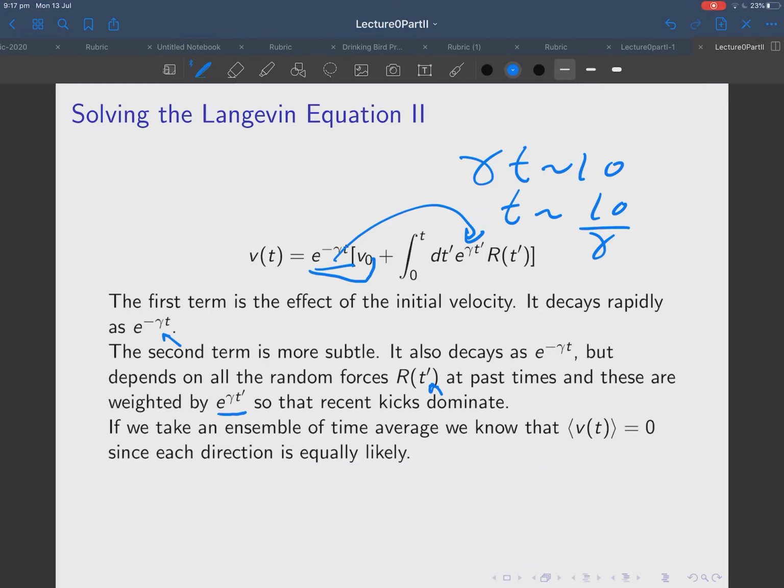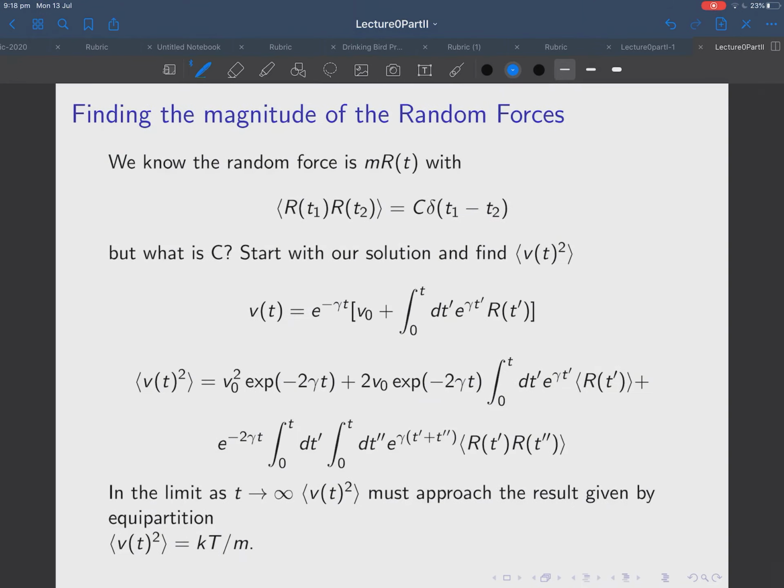So what does that tell us? This is our formal solution. Now let's take an ensemble average. Let's not time average, let's just take an ensemble average. We know that the average of v of t is equal to 0, because if you average over an ensemble of the different copies of the system, there is as much probability of moving left as right. So that is equal to 0.